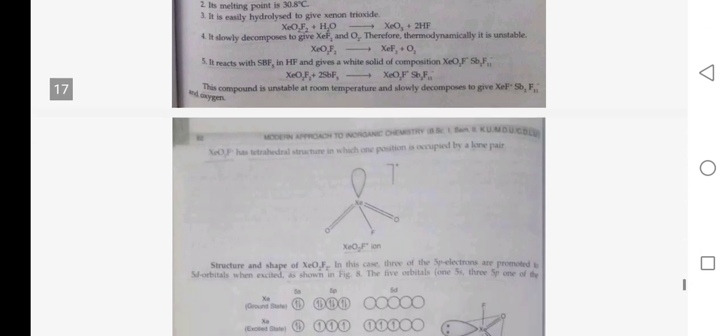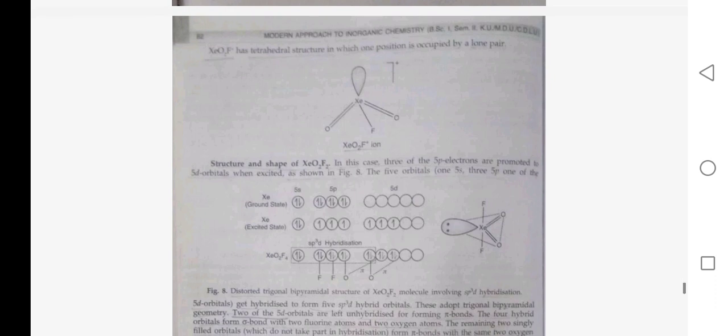It slowly decomposes to give XeF2 and O2. Therefore, thermodynamically, it is unstable. It reacts with AsF5 in HF and gives a white solid of composition XeO2F positive, AsF6 negative. This compound is unstable at room temperature and slowly decomposes to give XeF positive, AsF6 negative and oxygen. XeO2F positive has a tetrahedral structure in which one position is occupied by a lone pair.